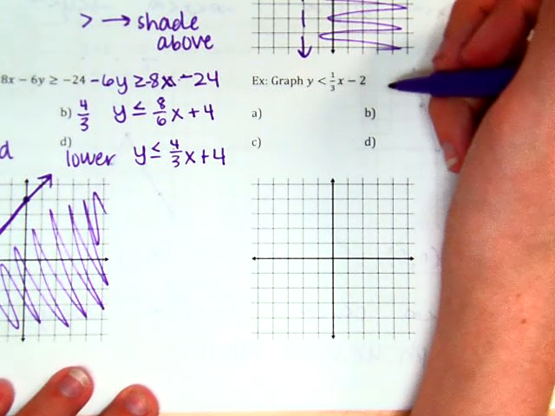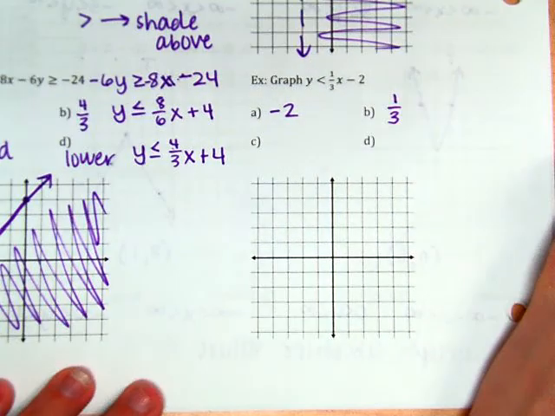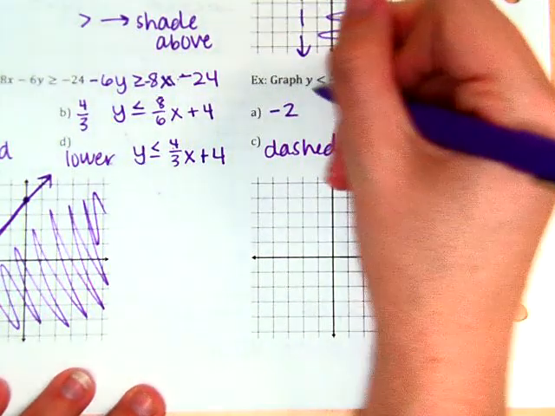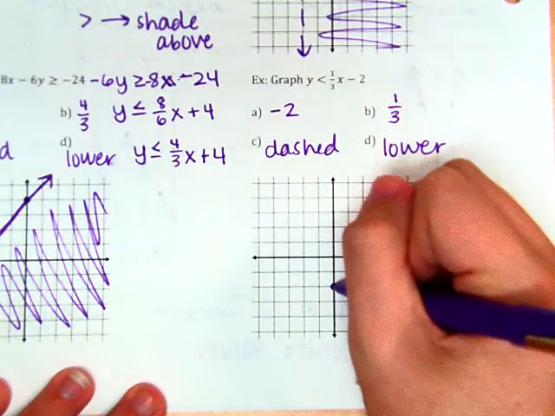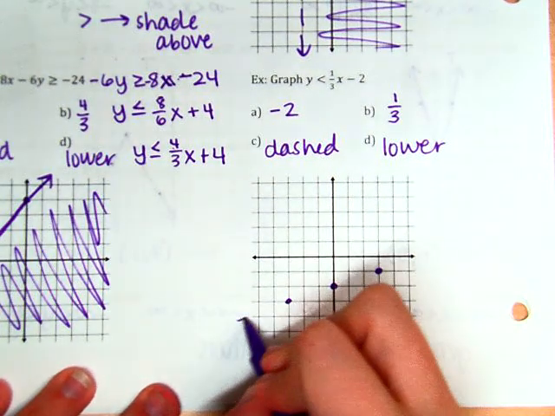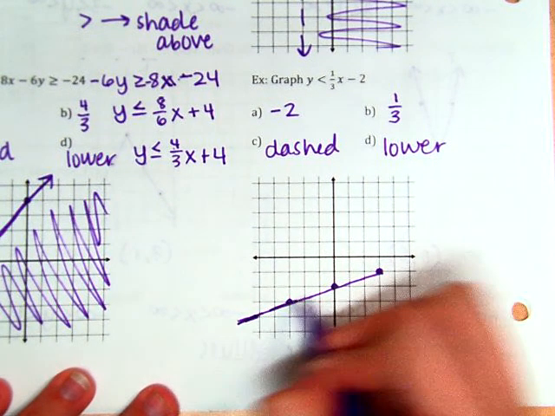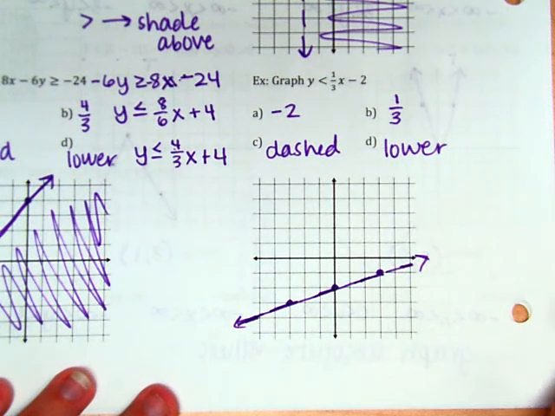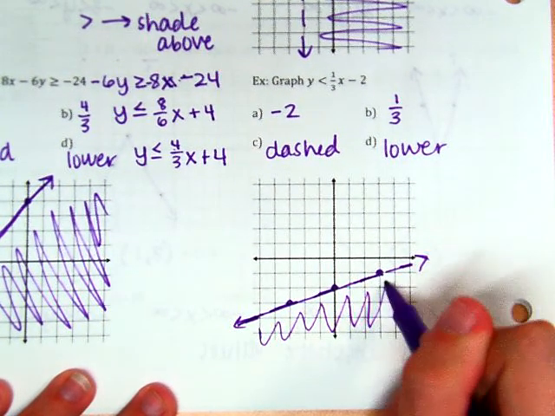Y less than 1/3 x minus 2. So I start at negative 2. My slope is 1/3. I got a dashed line here. And it's less than, so I'm going lower than. Start at negative 2. Slope up 1 over 3. Oh, and I literally just messed up. Dashed line. That's why you shouldn't do this in pen. It should be dashed. My bad. And then lower than, below.